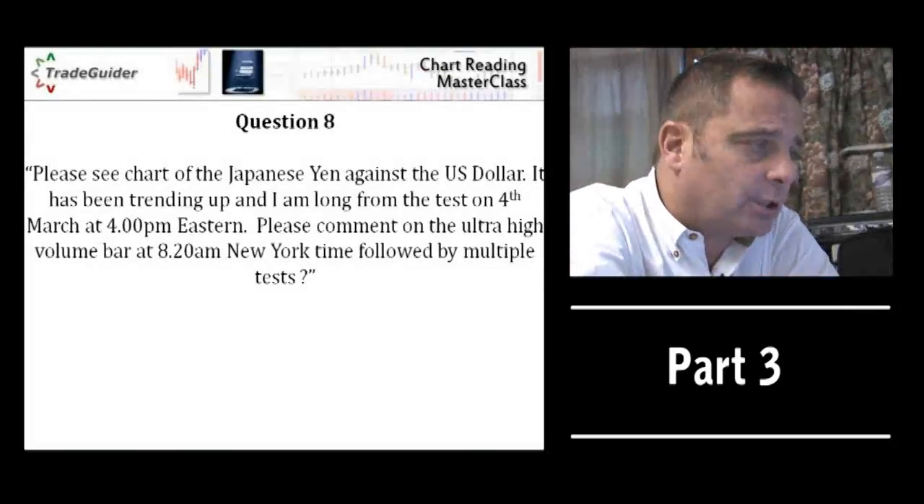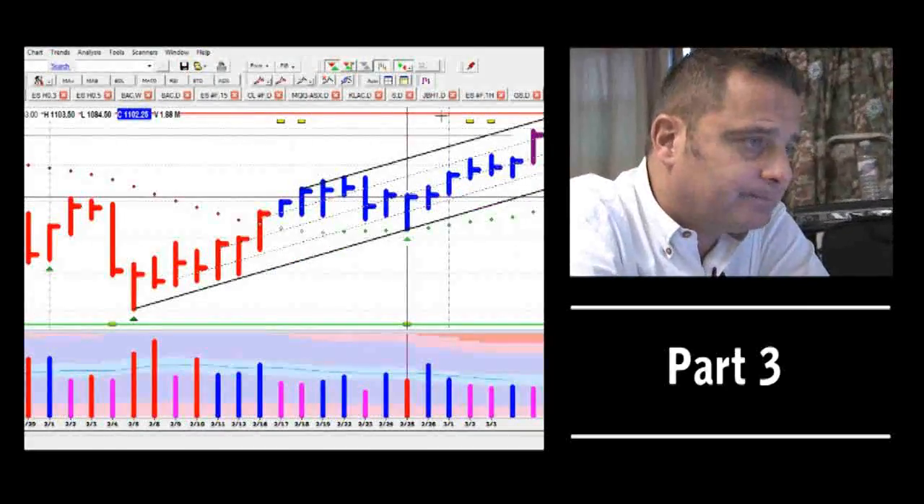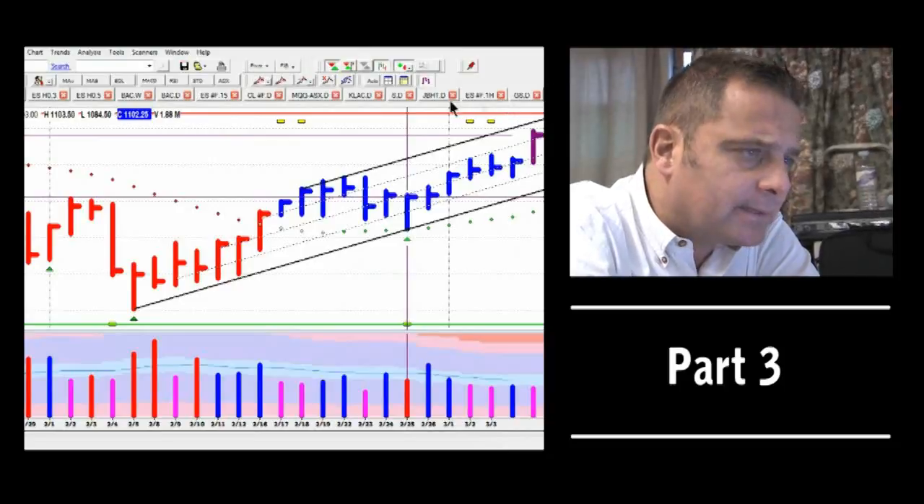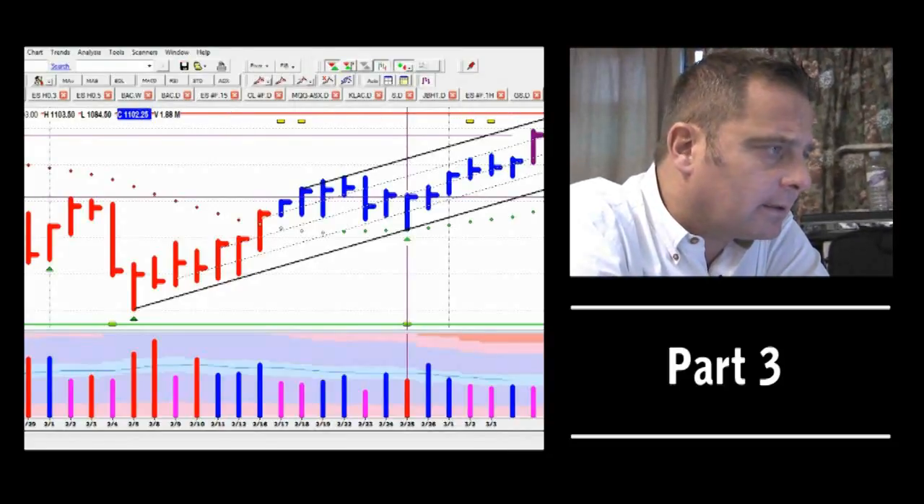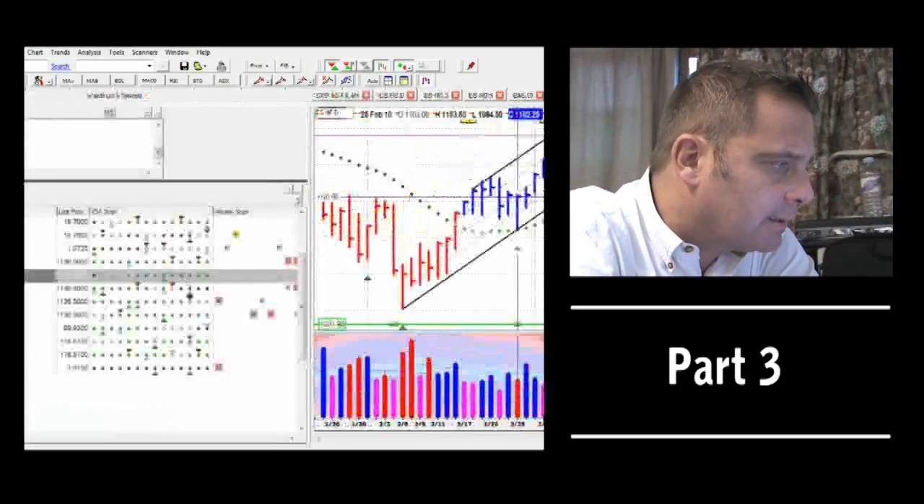Okay, that's the actual chart. I've pulled that up in Trade Guider, so we can see that. Let me see if I can find it here. Actually, I think it's under my Forex chart, so just bear with me.